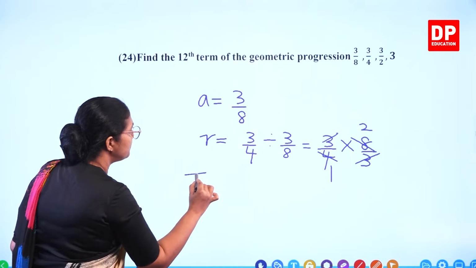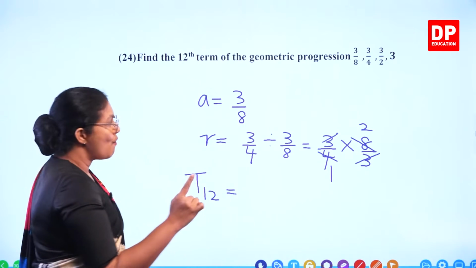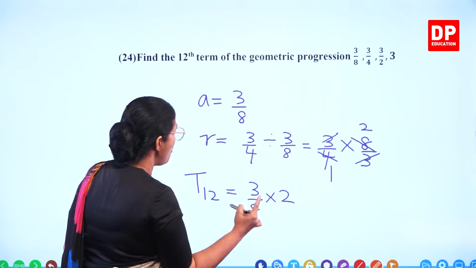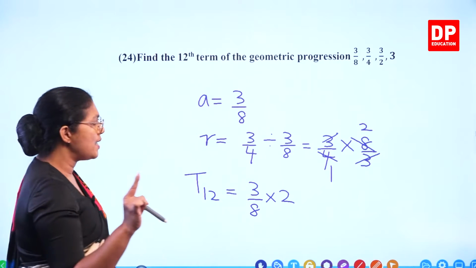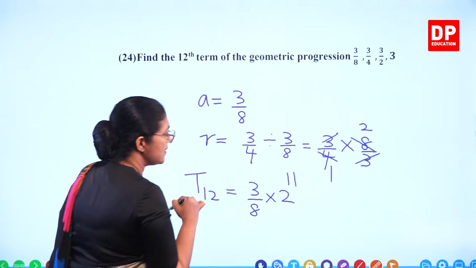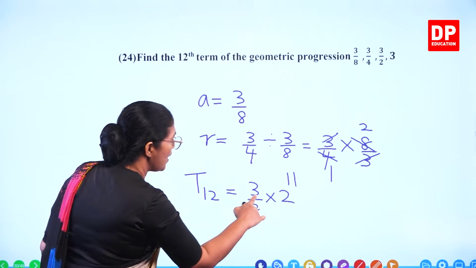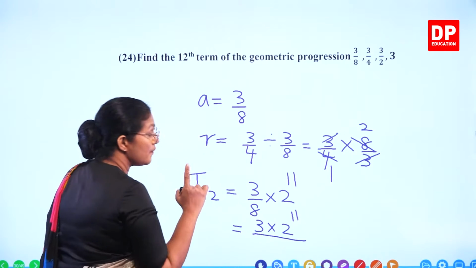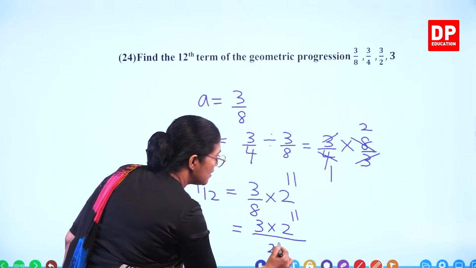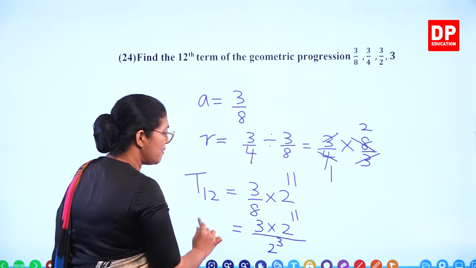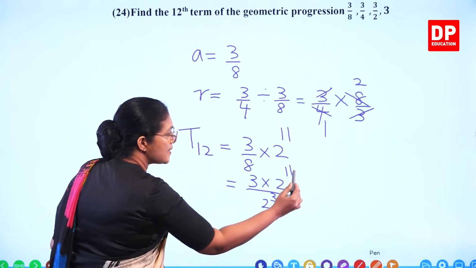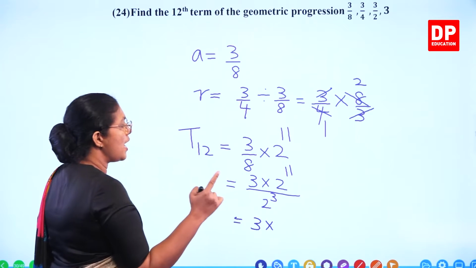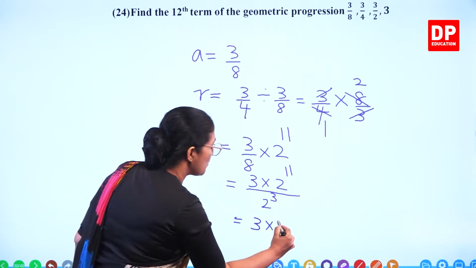So what is the 12th term? T12 is equal to first term, that's 3 over 8, into ratio, that's 2 to the power n minus 1. N minus 1 means 12 minus 1, that's 11. So let's simplify this. What is 8 in terms of base 2? That's 2 to the power 3. I can write 2 to the power 3 there. Now we can simplify further. Same base, different powers division, we subtract the powers. So 11 minus 3, you get 2 to the power 8.